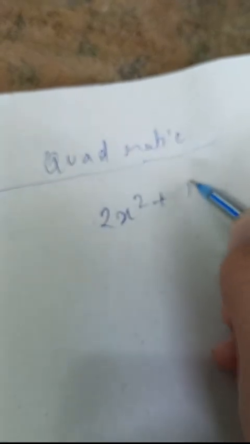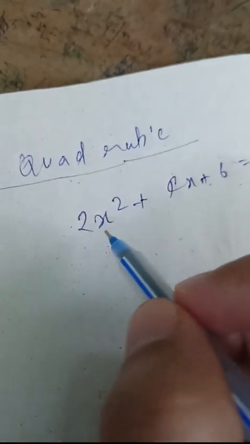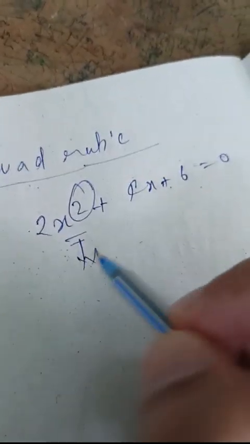Now I am going to introduce the quadratic equation. Please see what this quadratic equation is. A quadratic equation simply means an equation having a power of 2. Like suppose I write one equation: 2x square plus 4x plus 6 equal to 0. Here x is having a power of 2. This is known as a quadratic equation.